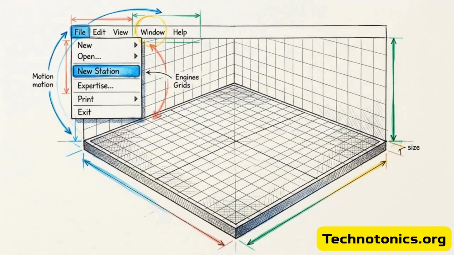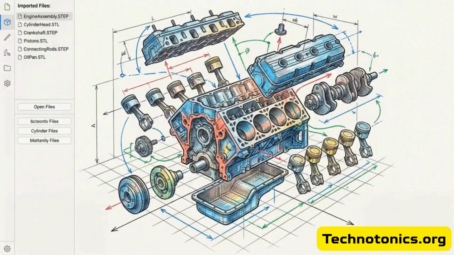This mockup shows the software's initial, empty 3D workspace. We start by clicking the New Station menu to initialize a blank project. Next, we locate the prepared CAD models of our specific workpieces and import them directly into this empty station.